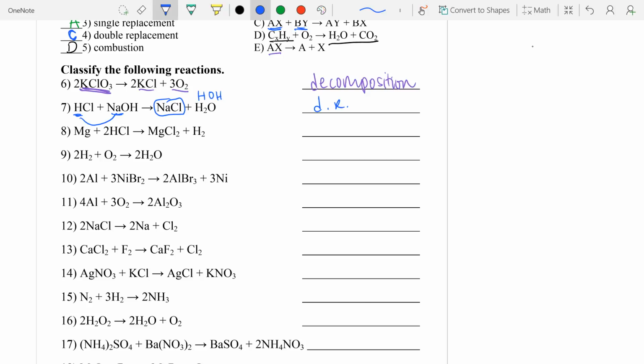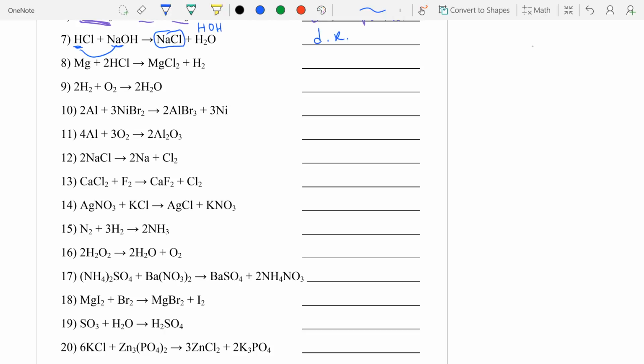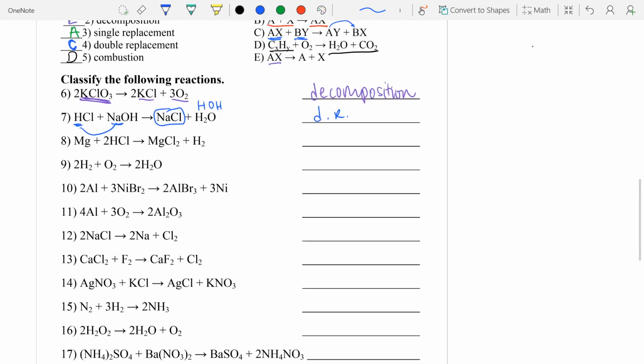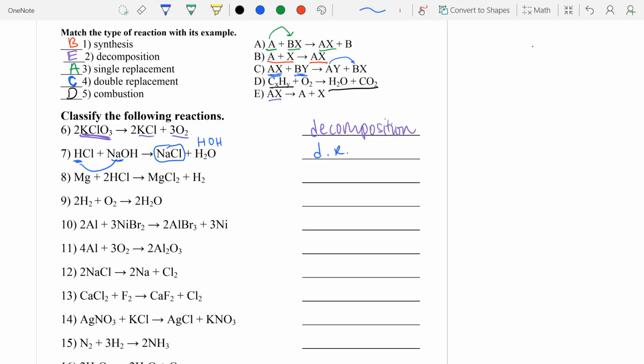I recommend that you continue to look through the rest of these and, well, not balance them, but classify them on your own. You will have questions like this on your quiz, your test, and your final exam.